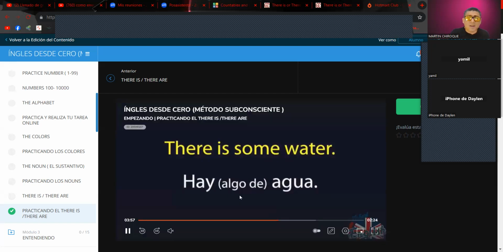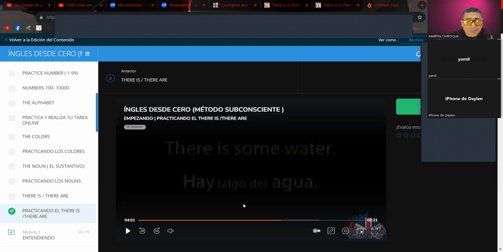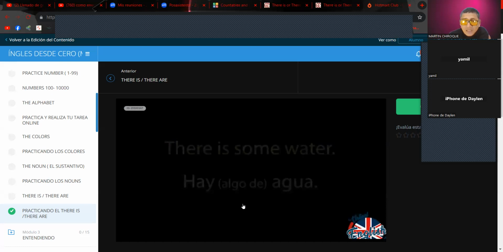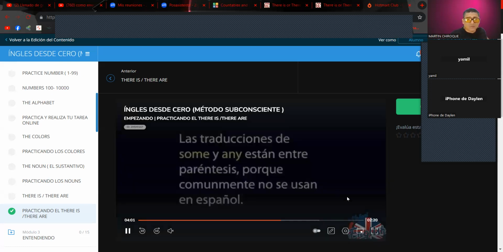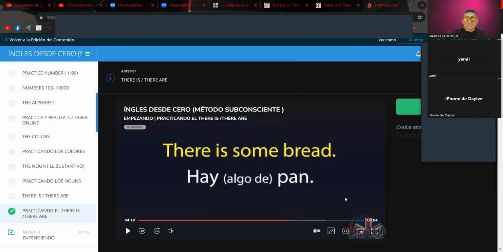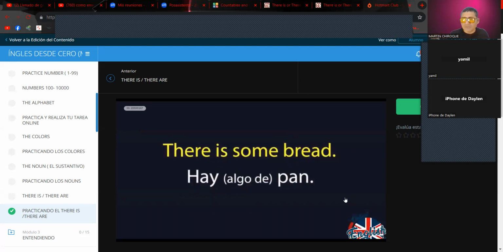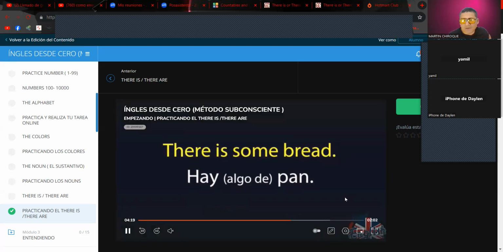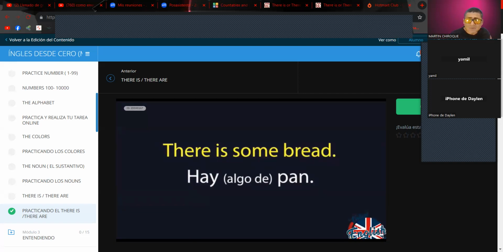Vamos, díganlo. There is some water. In affirmative. No, estás hablando como pregunta. No más. There is some water. En afirmativo se dice normal. Muy bien. Y así sucesivamente. ¿Qué dije ahí? There is some bread. Dígame en inglés. There is some bread. Ahí lo repito. Hey, there is some bread in the kitchen.